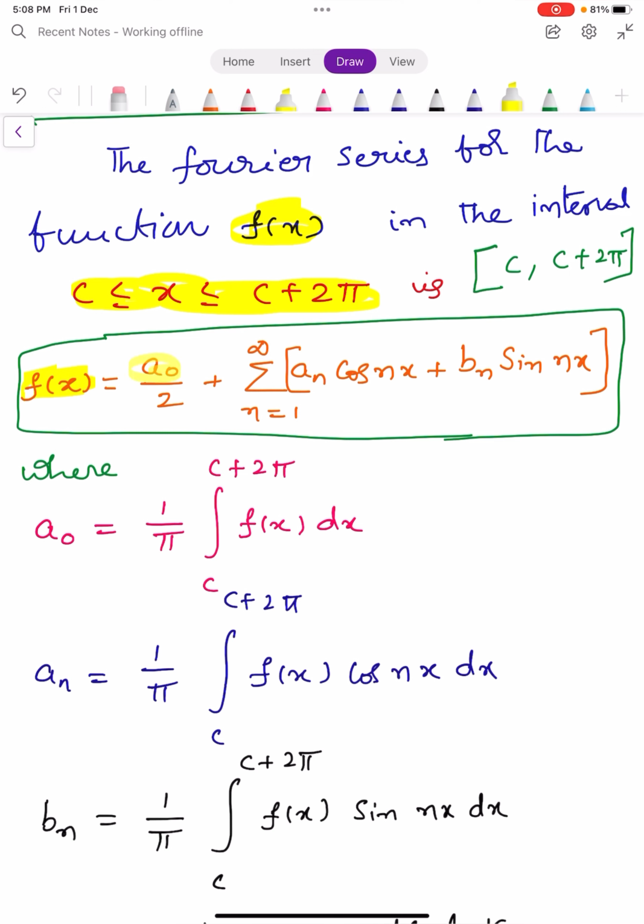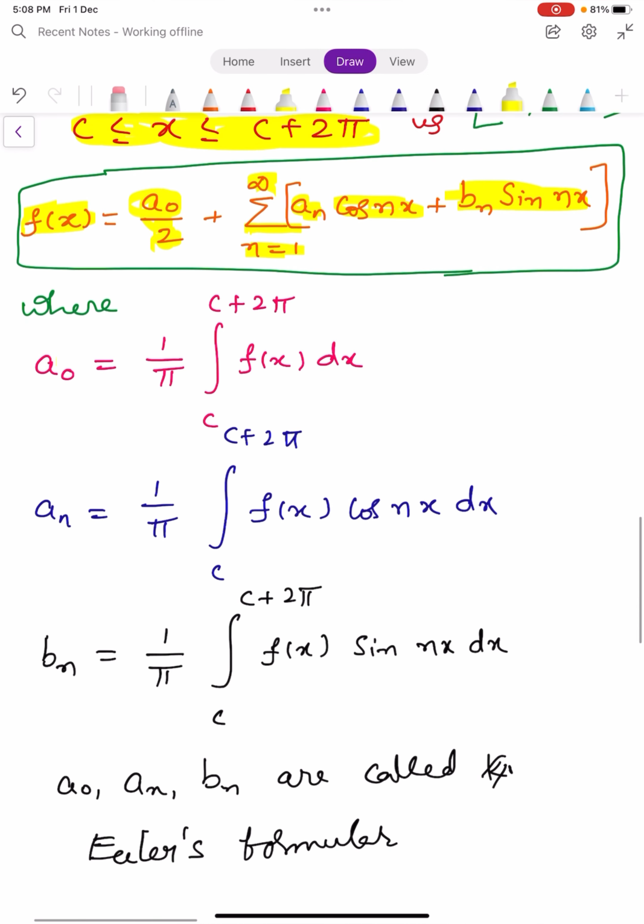a naught by 2 plus summation n is equal to 1 to infinity a n cos nx plus b n sin nx, where a naught is given by 1 by pi integral c to c plus 2 pi f of x dx, and a n is given by 1 by pi integral c to c plus 2 pi f of x cos nx dx. b n is given by 1 by pi integral c to c plus 2 pi f of x sin nx dx.